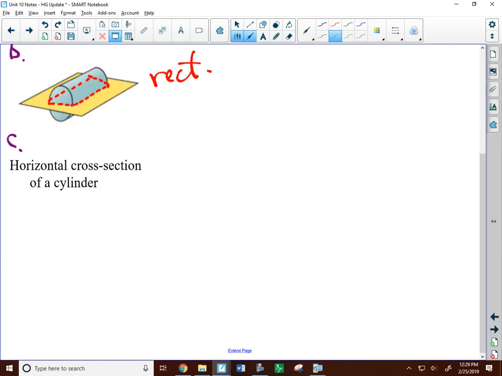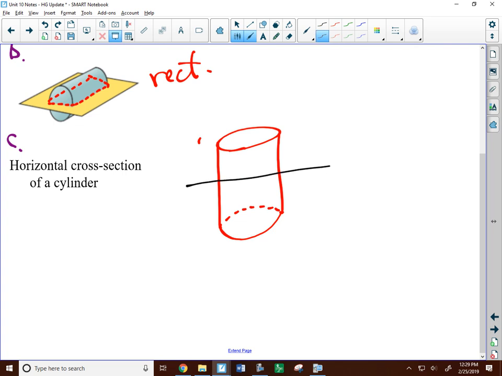Now, I'm sorry, I should have mentioned here. This is supposed to be assuming it's on its bases. So, assuming it is on its bases, and we do a horizontal cross section, what's the result? It's a circle. So right here, it would be a circle. And that's actually parallel to the bases, so it would be a circle.